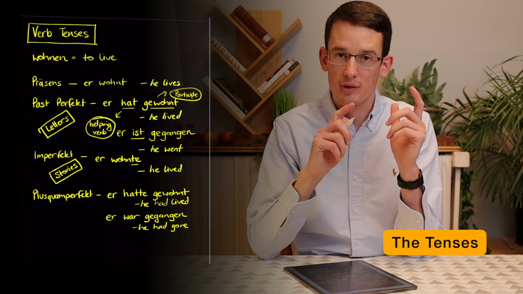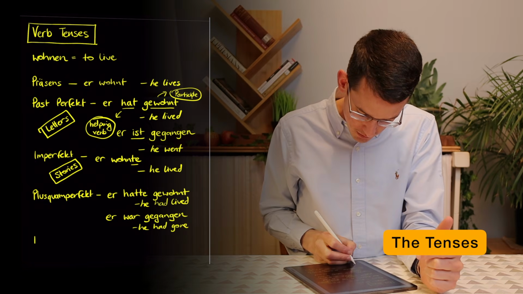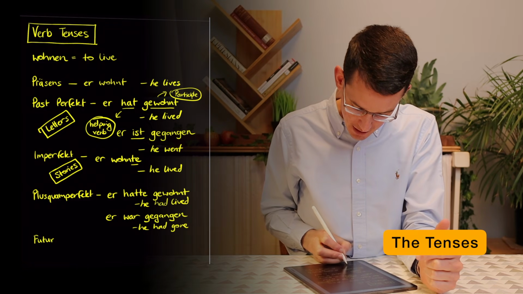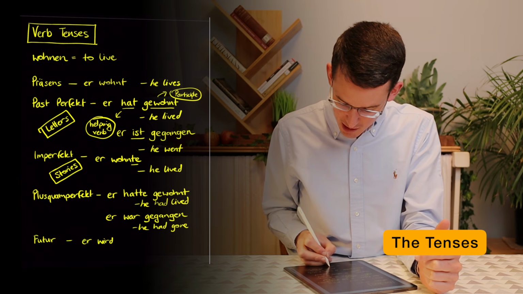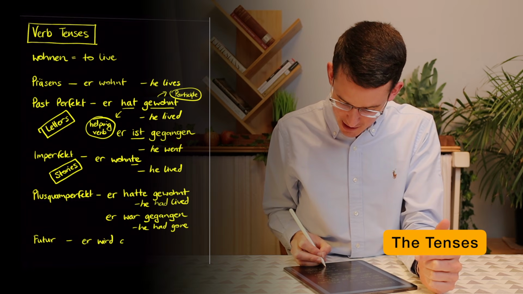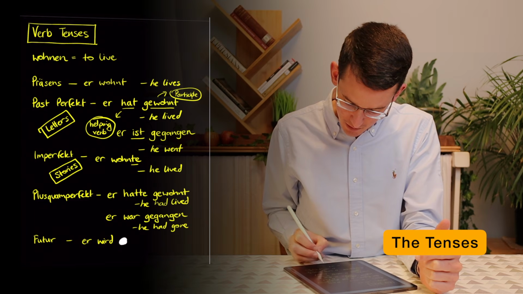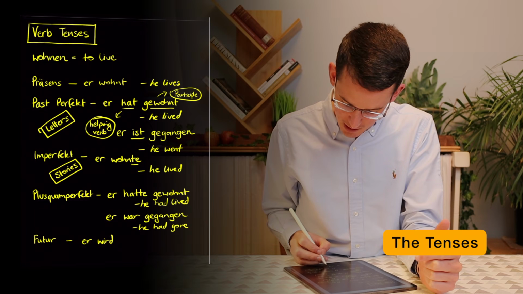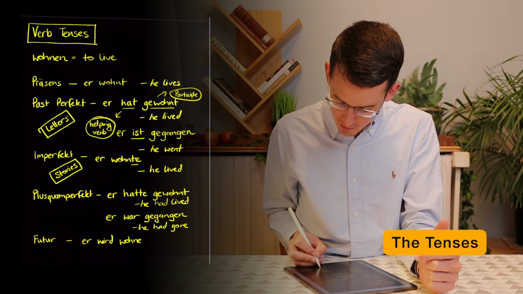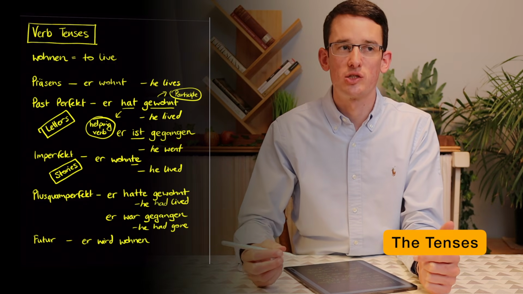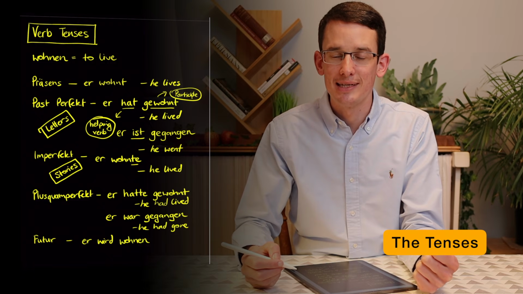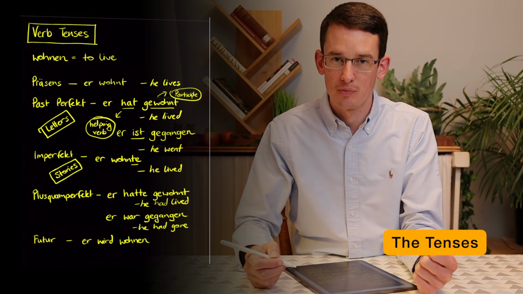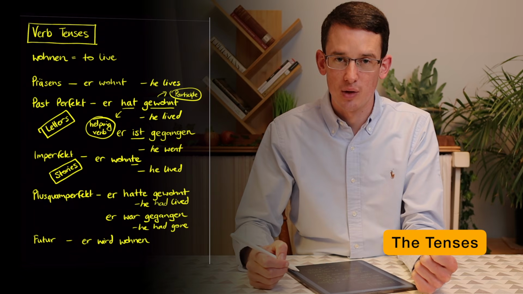Then we come to another tense, and that is the future tense. Now, the future tense in German is very, very simple. If you want to say he will live, it's just wird, W-I-R-D, and then wohnen. He will live. Wird wohnen. Wird in Deutschland wohnen. So it's just the verb werden, W-E-R-D-E-N, plus the infinitive. The future tense in German is really quite easy to grasp.